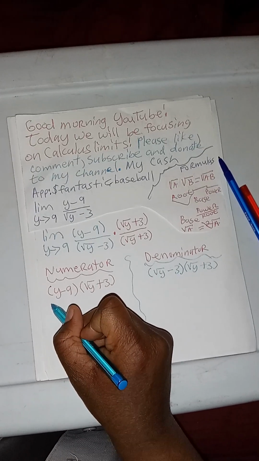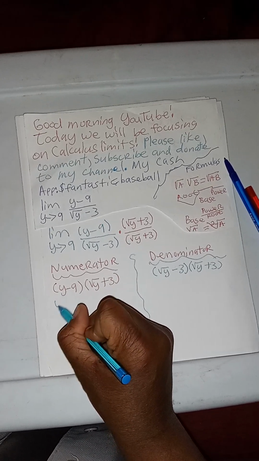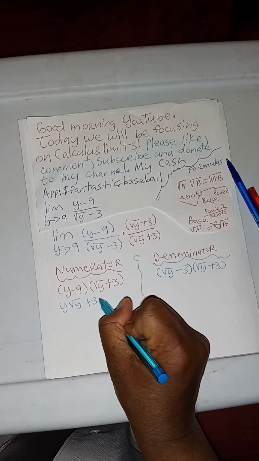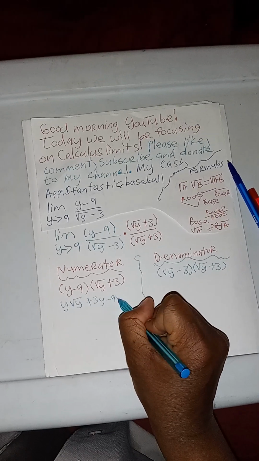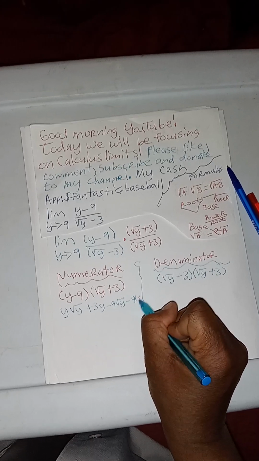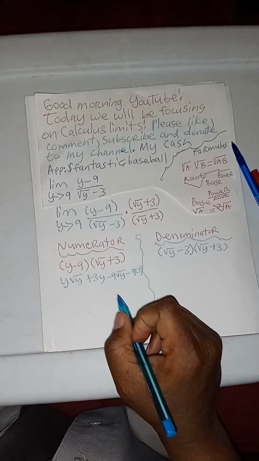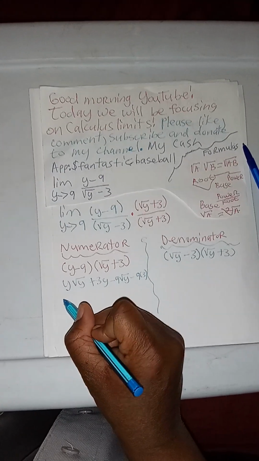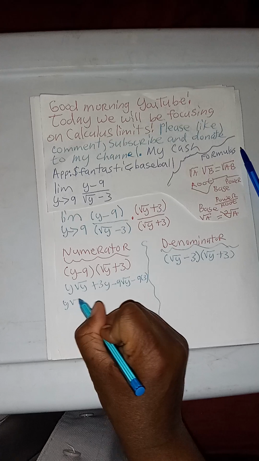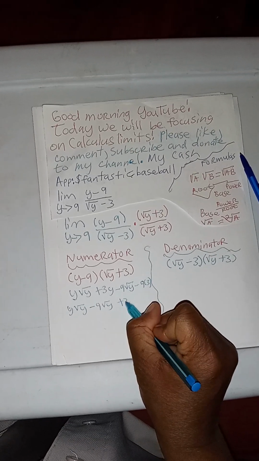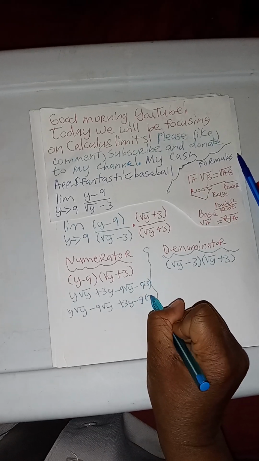So when we FOIL or distribute, it's going to be y times the square root of y plus 3y minus 9 square root of y minus 9 times 3. And this is all in the numerator. And now we see that we can group these here. So y square root of y minus 9 square root of y plus 3y minus 9 times 3.